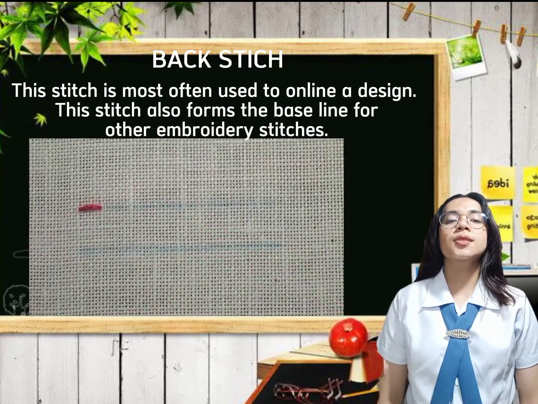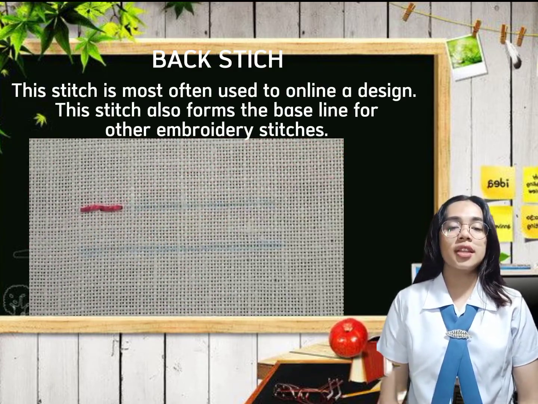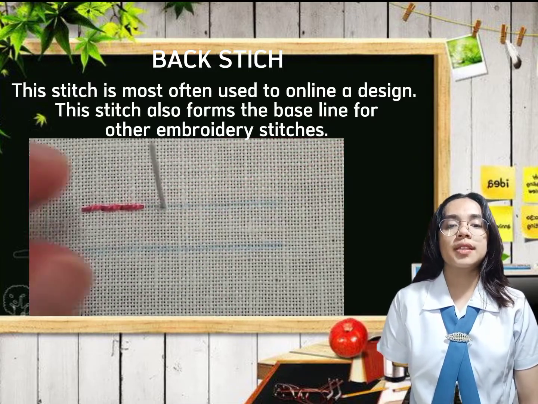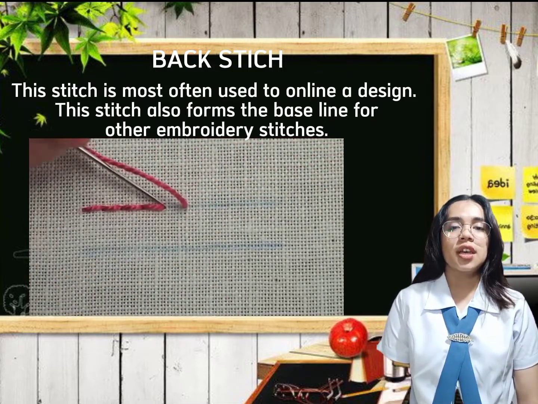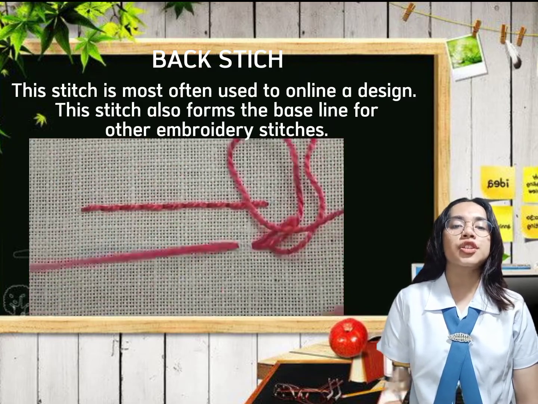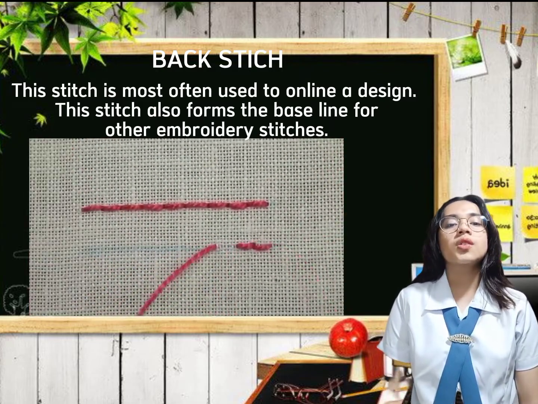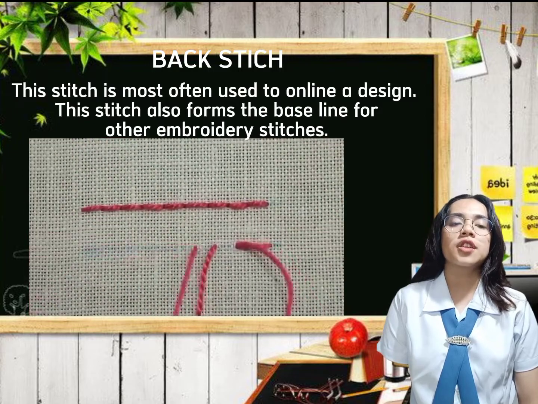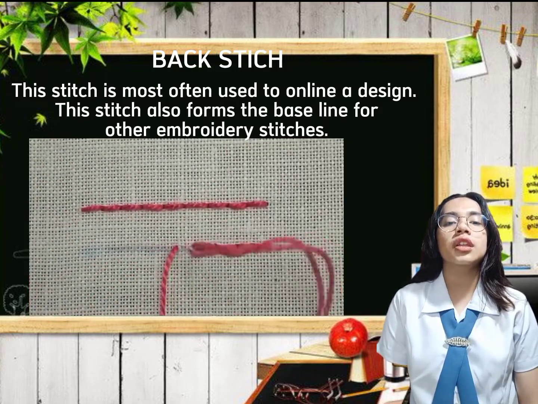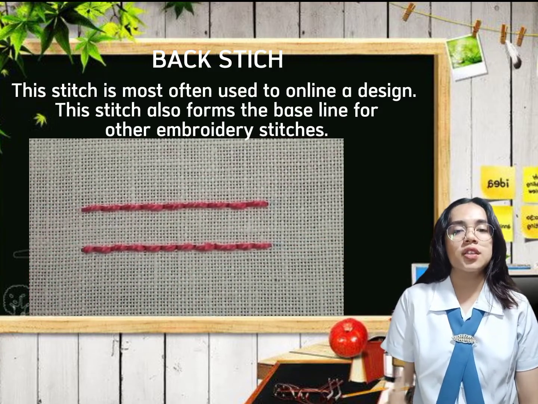Backstitch. This stitch is most often used to outline a design. This stitch also forms the baseline for the other embroidery stitches. This stitch can be used for writing letters of your choice on fabric. It looks great with variegated thread patterns. Small cursive letters look neat and dainty when done in the backstitch.